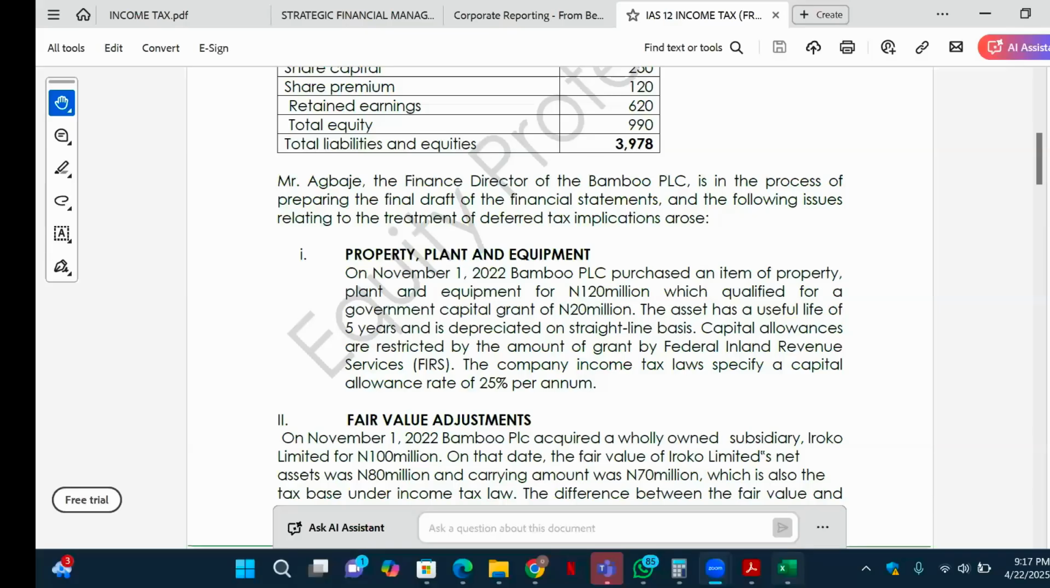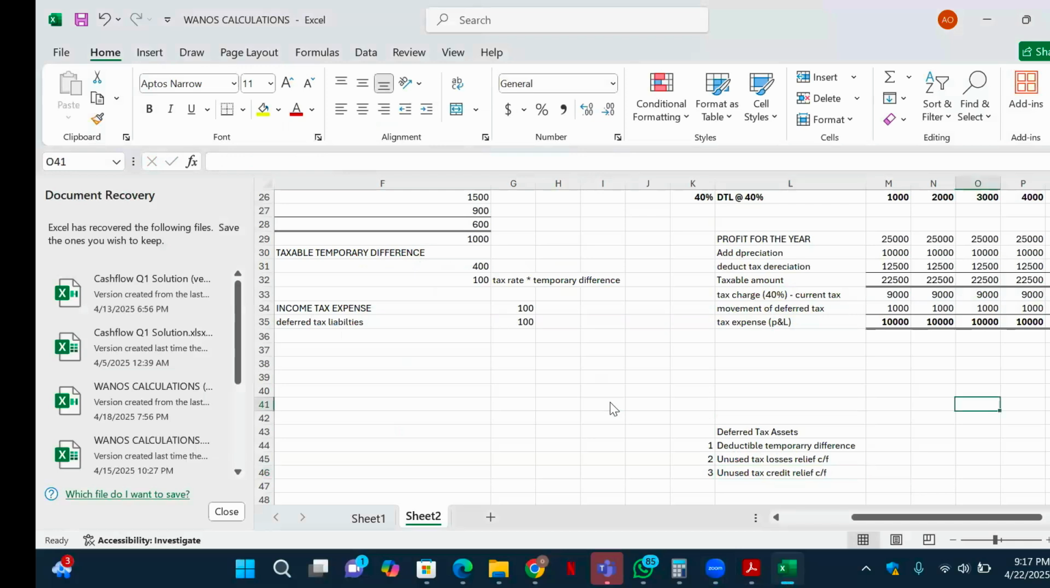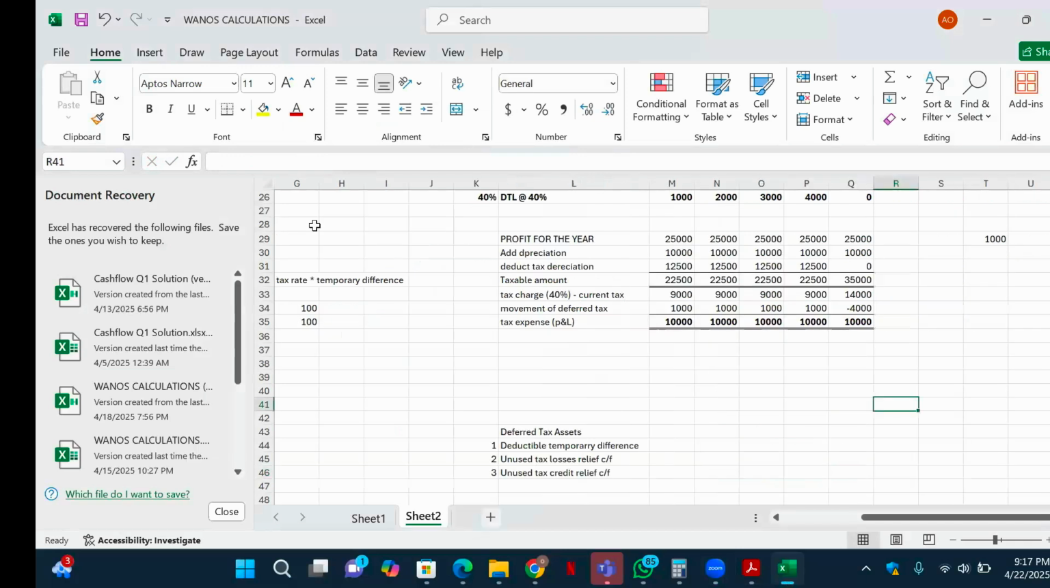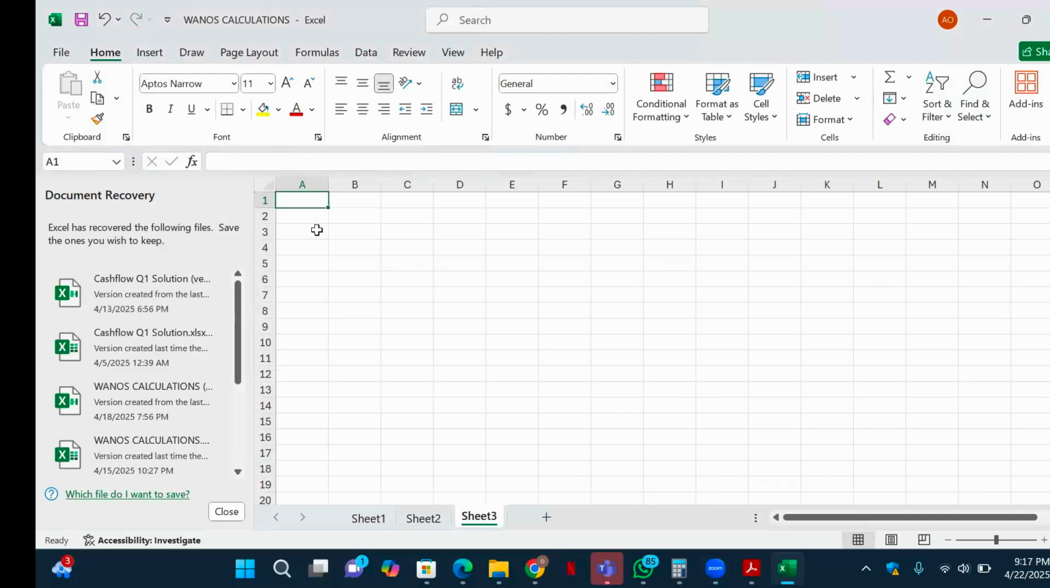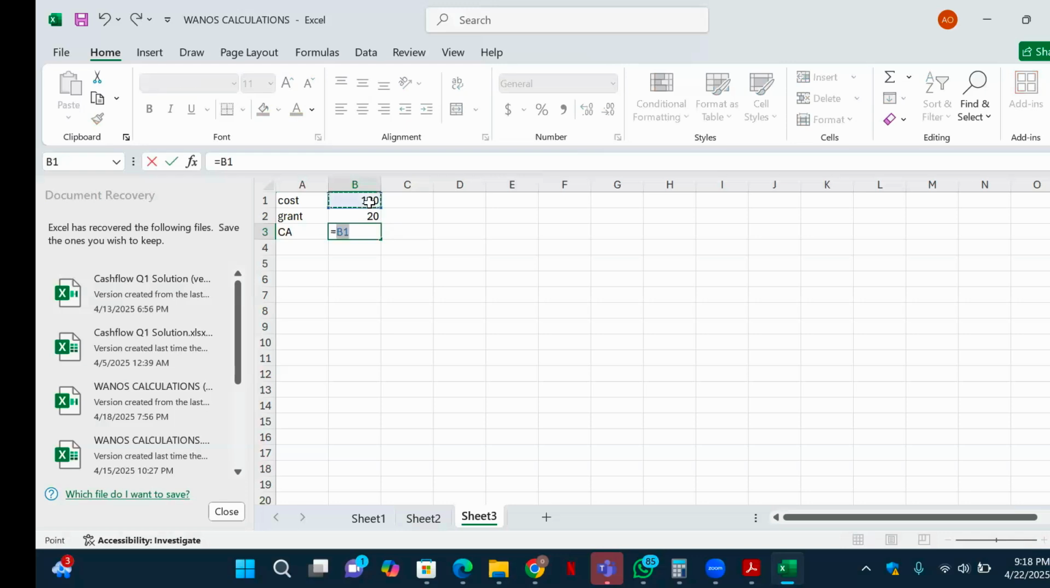All right. Let me just use Excel. I think we are used to using Excel in this class. So I can come here and say cost is 120 million. I would just like to use 120. Grant was 20. Therefore, the carrying amount of this asset is 120.